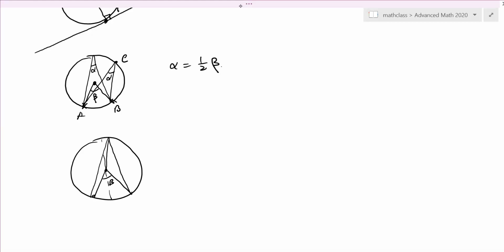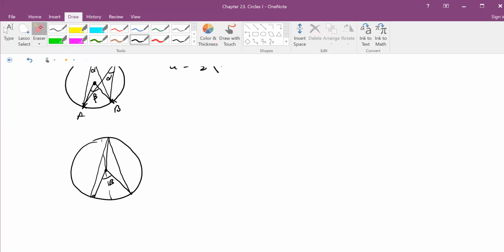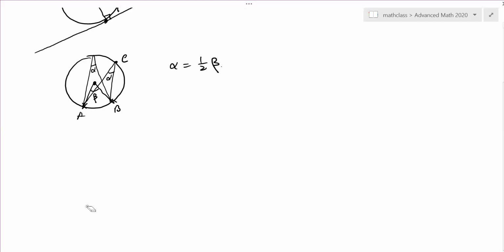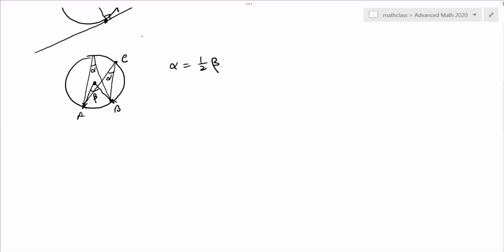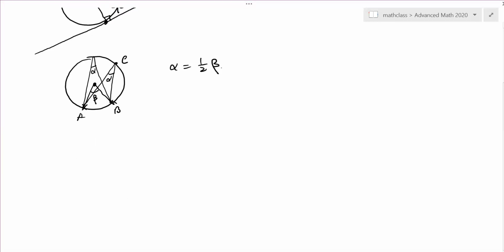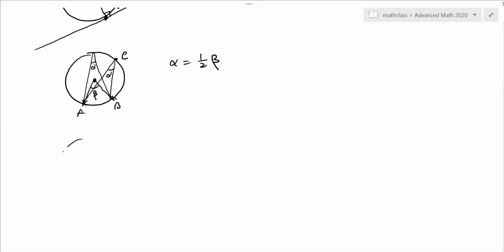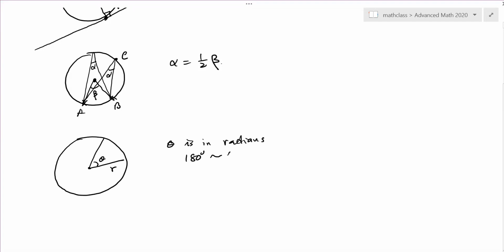That takes too much time. We can do this a little bit later if we have special time. So I'm going to apply these results to solve some problems. The third property, let me list all of them first: if this is radius r and this is angle theta, theta is in radians. Do you know what radians means? Radians means 180 degrees is changed to pi.